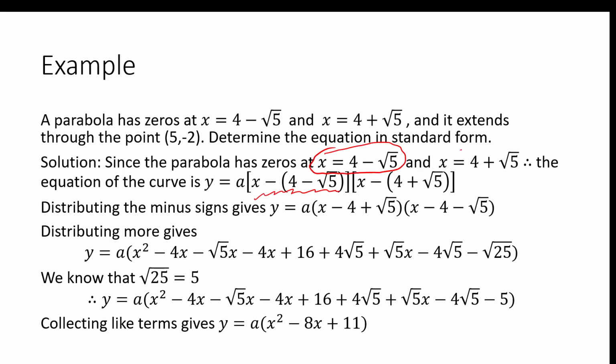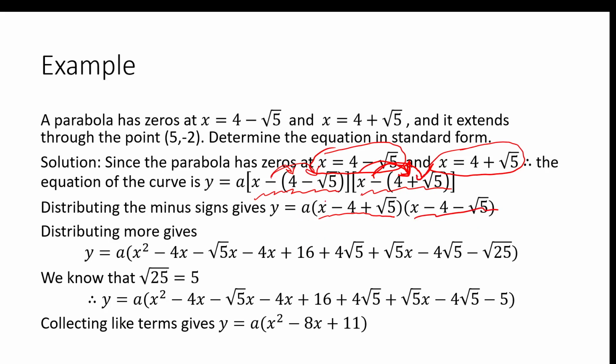And if we have a 0 at 4 plus root 5, then one of the factors will be x minus the entire quantity, 4 plus root 5. We'll then be able to distribute that minus sign in there, and that first bracket will become x minus 4 plus root 5, and then we'll be able to distribute that minus sign in here, and we'll get minus 4 minus root 5, and our second bracket will be x minus 4 minus root 5. We'll still have that a in front.